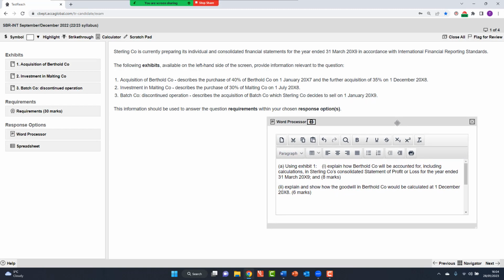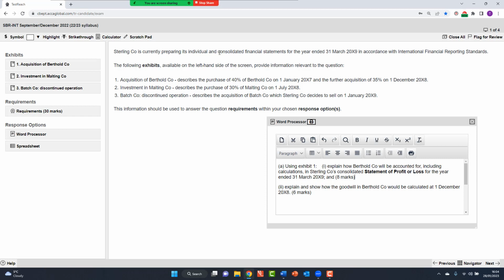So I think it's really important that we are thinking about the consolidated profit and loss account, and that we've got to do the goodwill. For 6 marks, 8 marks, 14 marks, that is why I'm thinking here that overall we've got something like 25 minutes, half an hour to do it. Now, we've got some information here in the main part of the question.